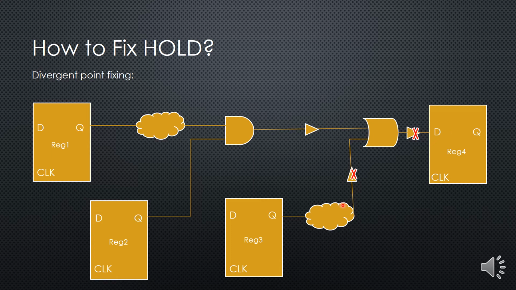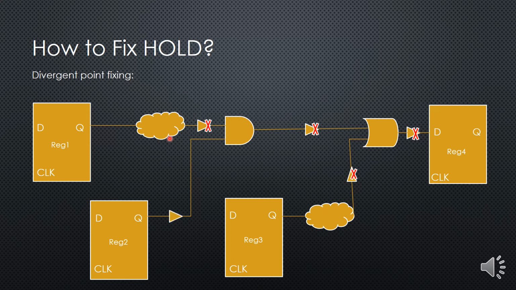So it may not disturb any setup of my reg 3 to reg 4, but it may degrade our setup of the reg 1 to reg 4 path. So again, we cannot add a buffer in this path. And here we can say that reg 1 to reg 4 again will violate my setup.